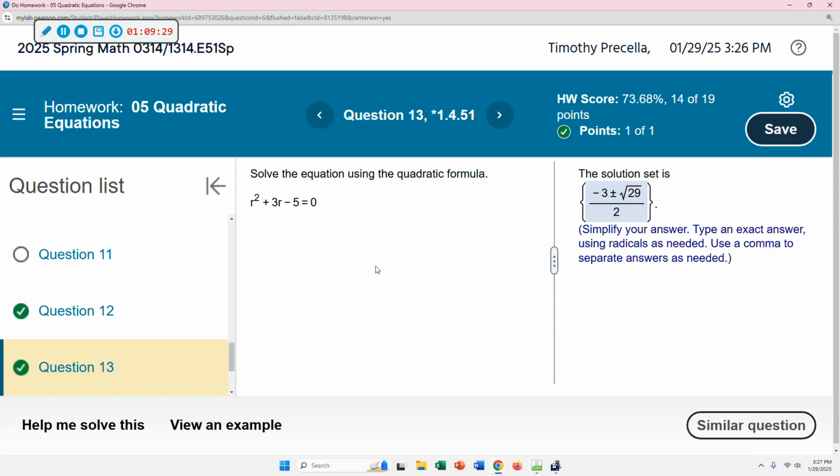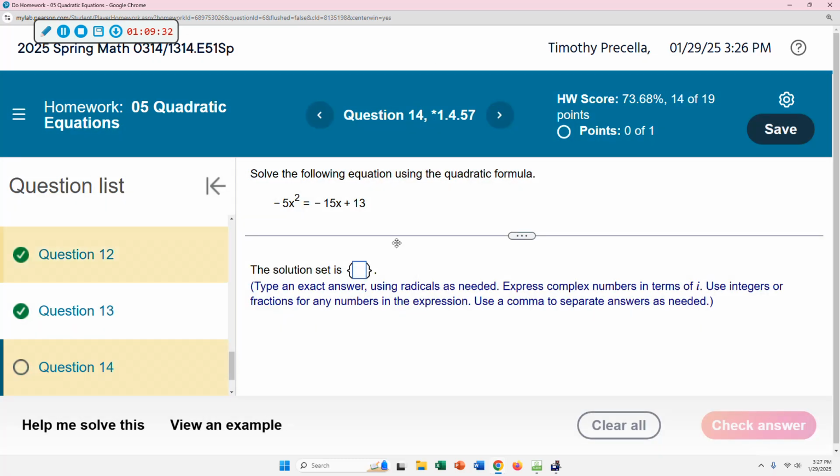Well, 14 and 15, only 2 more that I was planning to do. Oh, I like number 14.